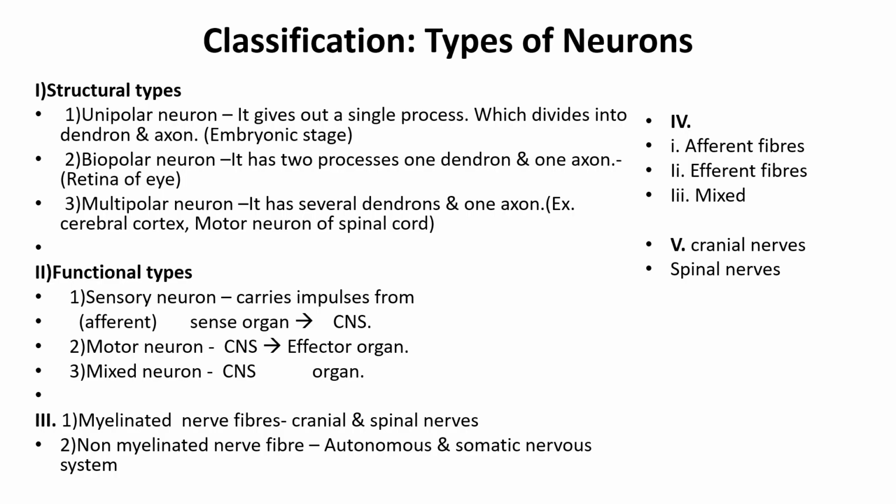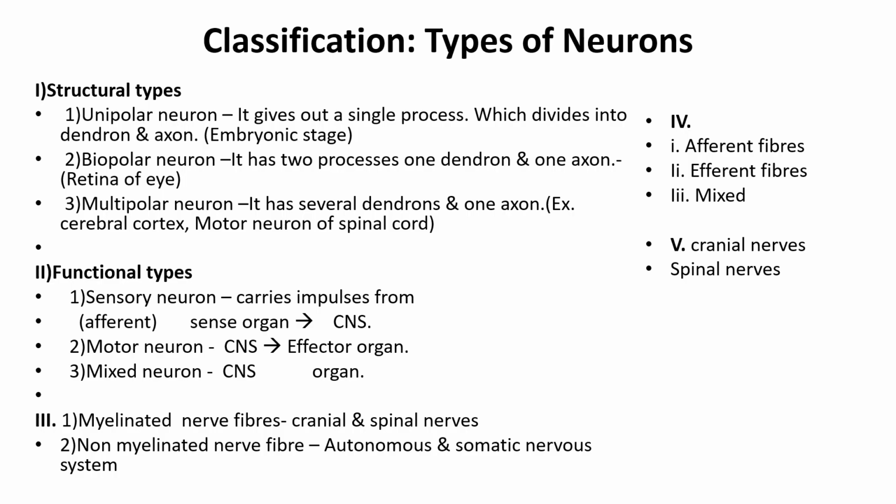Types of neurons are many. First is depending on the structural types. They are 3: unipolar, bipolar and multipolar. The unipolar neuron has a single process that divides into the dendron and axon, and it is mostly seen in the embryonic stage. The bipolar neuron has 2 processes, one dendron and one axon, and it is mostly seen in the retina of the eye. The multipolar neuron has several dendrons and one axon, and is mostly seen in the cerebral cortex and motor neurons of the spinal cord.